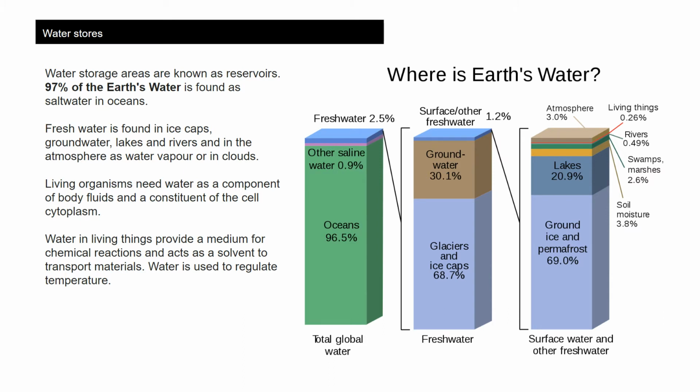All living things need to take in water. We use it as a medium for chemical reactions to occur. Plants use water in their chemical reactions to make food. And animals use water because it's excellent at regulating body temperature, and it's a very good solvent and is used to transport materials within the organism.